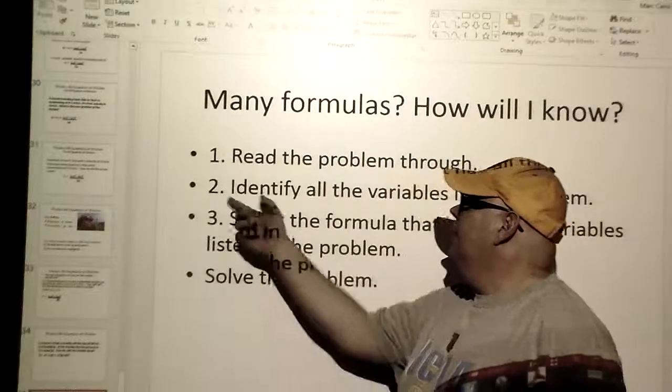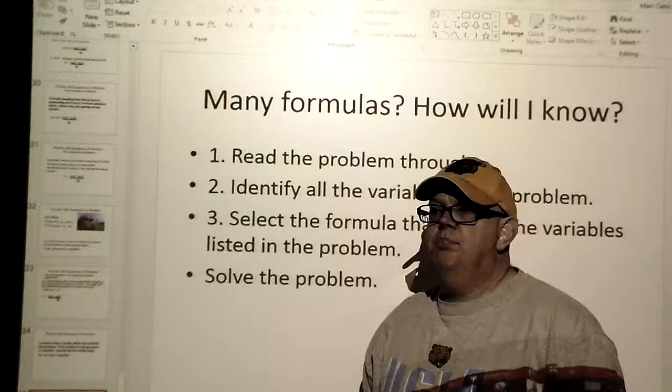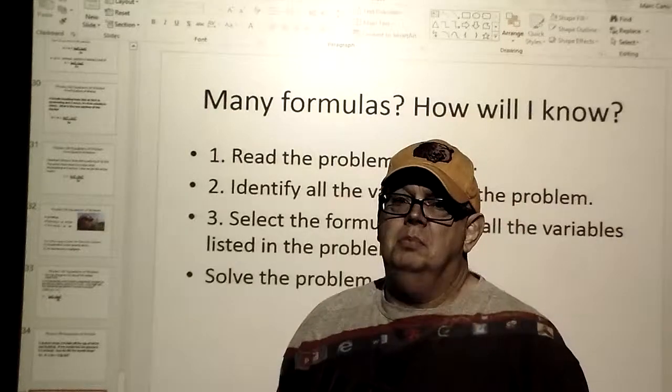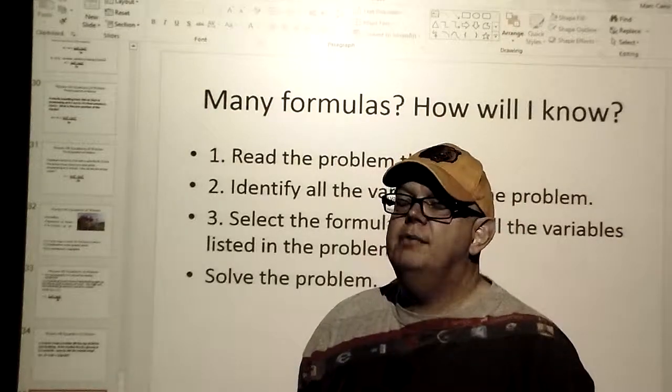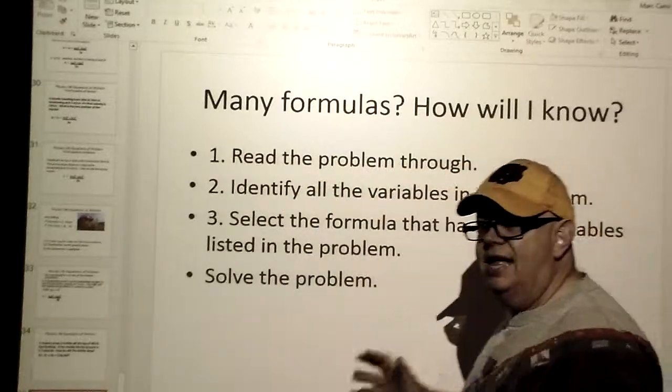But in this case here, this is it. If you can't identify the variables in the problem, you're not going to solve the problem, okay? You've got to be able to identify the variables. That's the thing. Solving the problem is the last thing.